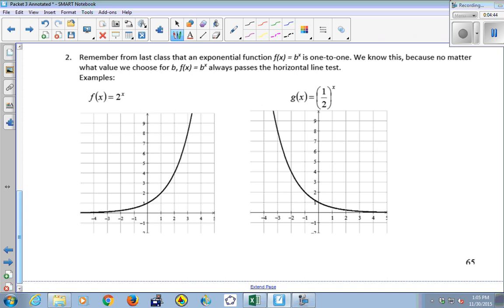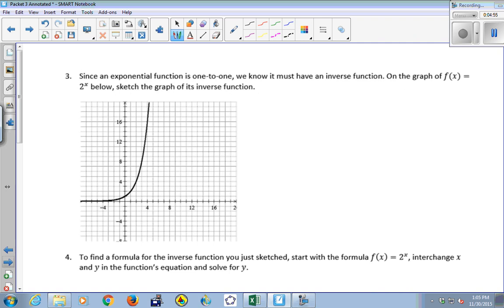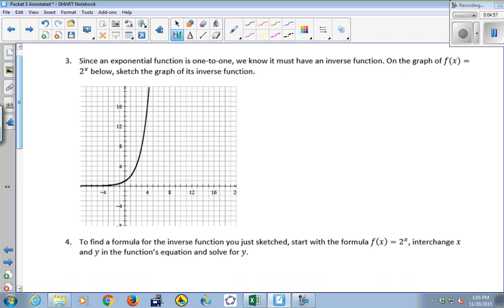So the goal of today is try to figure out what is the inverse function of an exponential. We know it exists because it passes the horizontal line test. What is it? So let's start by drawing it. Okay, an exponential function is 1 to 1. We know it has an inverse function. Here's 2 to the x. I want to sketch its inverse function.